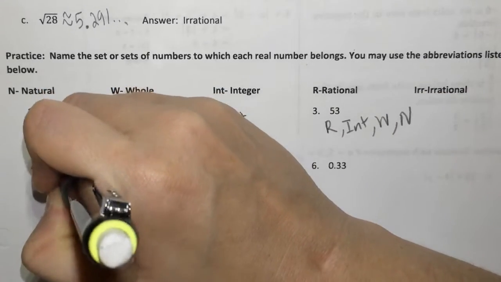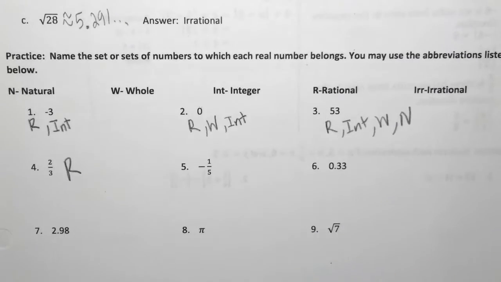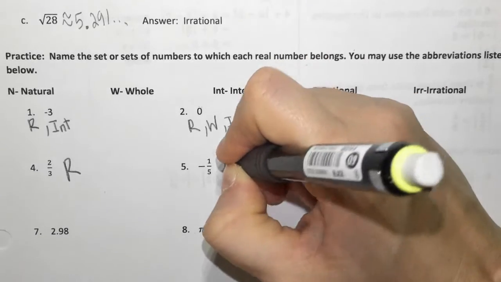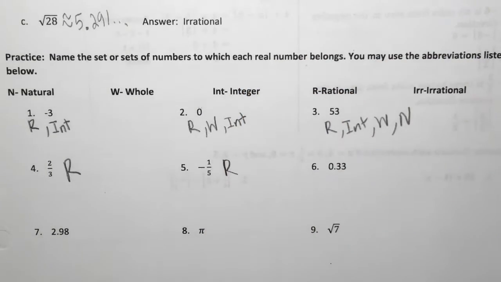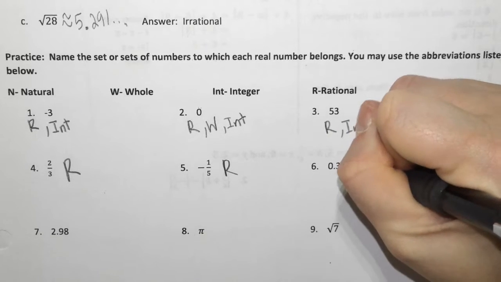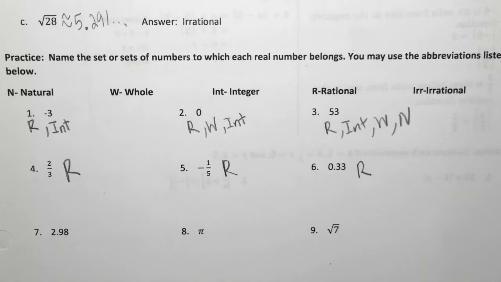Rational, good. And that's it. Okay, I know it's not integer, whole, or natural because when I look up at that number line, I don't see 2/3. Okay, that's it. Okay, Patrick, number 5. Rational. Good. And that's it. When I look up there, I do not see negative 1/5. Okay, number 6, Kenneth. Rational? Good. And that's it for that one too.